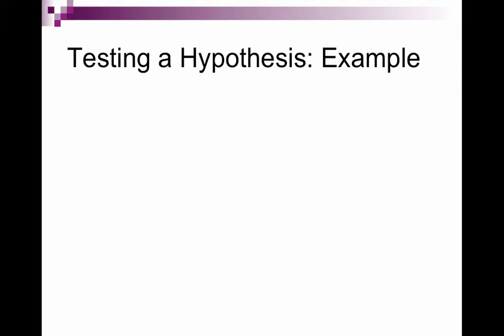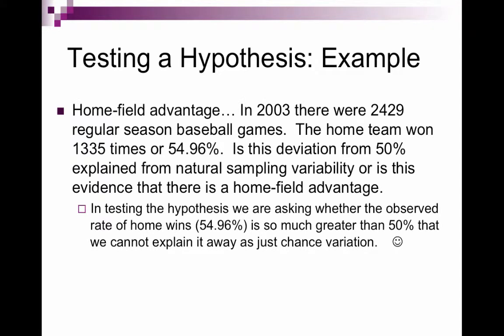So let's go ahead and look at an example. This example is about home field advantage. In 2003, there were 2,429 regular season baseball games. The home team won 1,335 times, or 54.96% of the time. Is this deviation from 50% explained by natural sampling variability? Or is this evidence that there is a home field advantage?